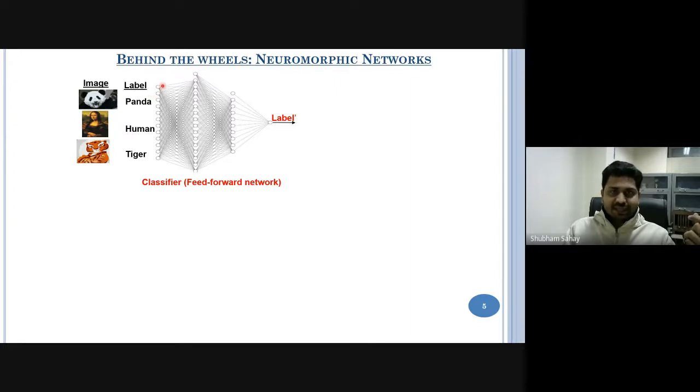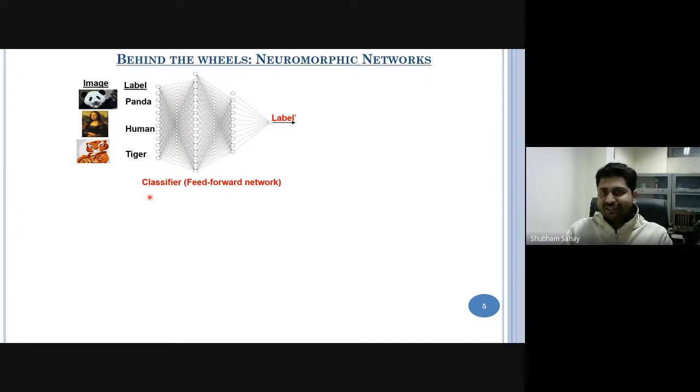These circles, these nodes, are known as neurons, and these lines or edges connecting two different neurons are known as synapses. The example I'm giving is a classifier, or a multi-layer perceptron, which is essentially a feed-forward network, because there is no connection between the output and the inputs. The neurons at the first layer are known as input neurons. The neurons at the final layer are the output neurons. And in between, whatever neurons there are are called hidden neurons.